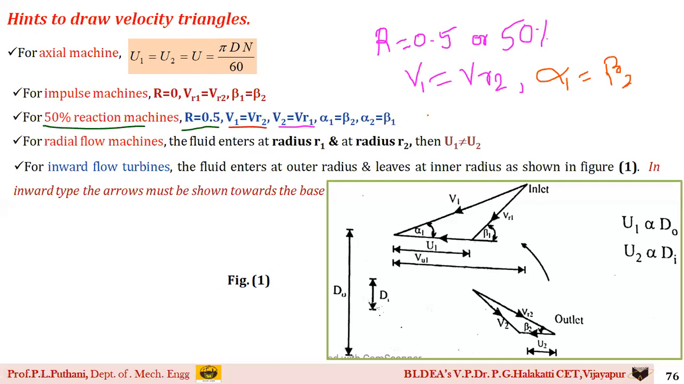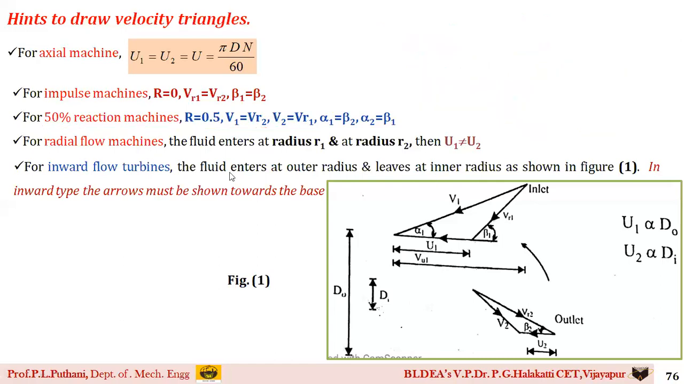Also, V2 is equal to VR1, that is, the absolute velocity at the outlet is equal to the relative velocity at the inlet. Then their corresponding angles: alpha 2 is equal to beta 1. Please do remember this. This is for the third condition, that is, 50% reaction machines.